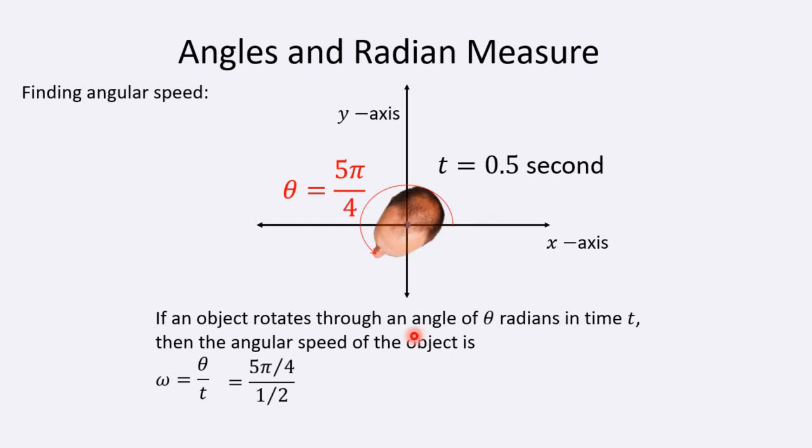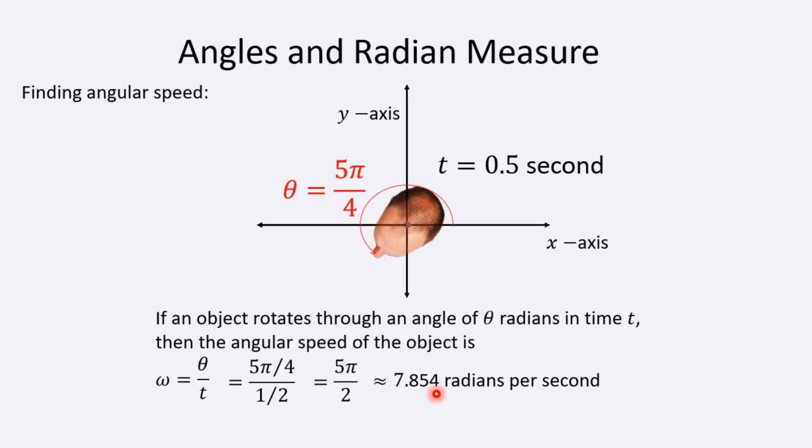So here we take the 5 pi over 4, which is the angle, and it did that 5 pi over 4 revolution in only half a second. So we divide it by half. Once again, you keep the first fraction the same, flip the second one over and multiply. You get 5 pi over 4 times 2 over 1, which is 5 pi over 2. And 5 pi over 2 is approximately 7.854 radians per second. So you see, this is spinning faster. The first one was like 1.9 something. This one is 7.8 something. So it just shows the angular speed is spinning faster.